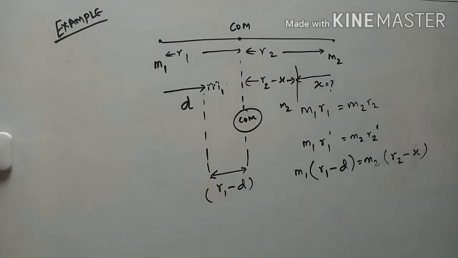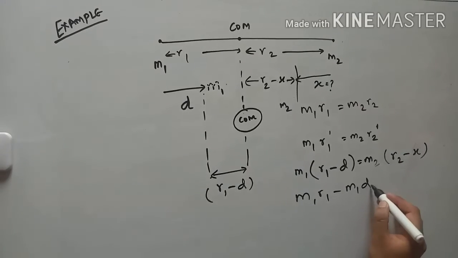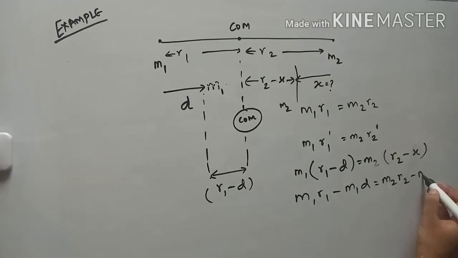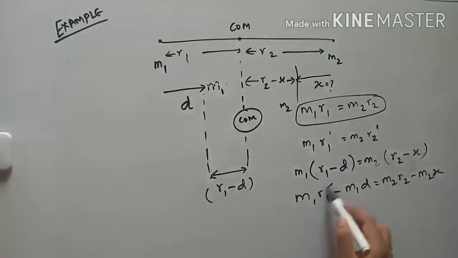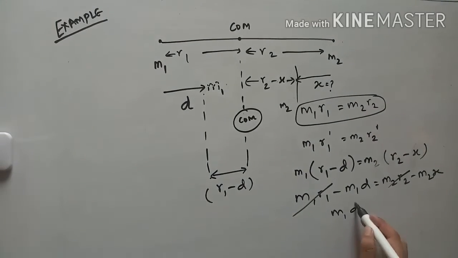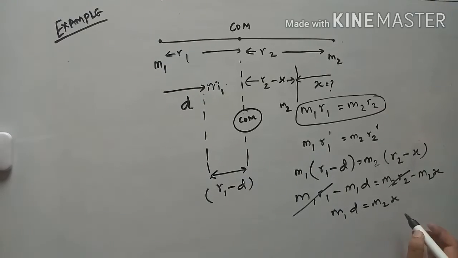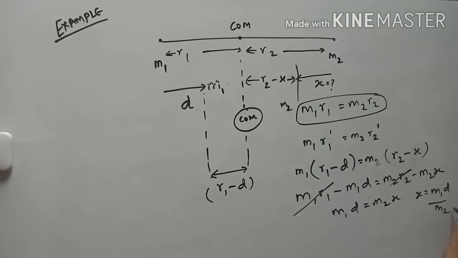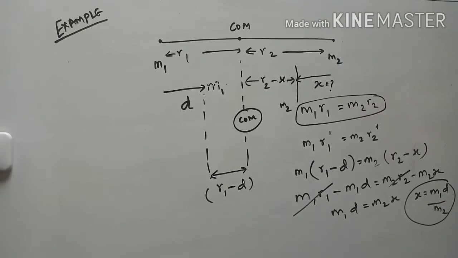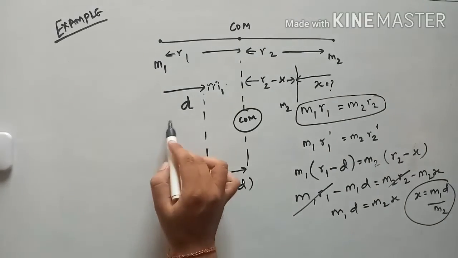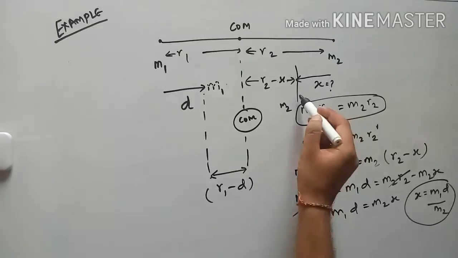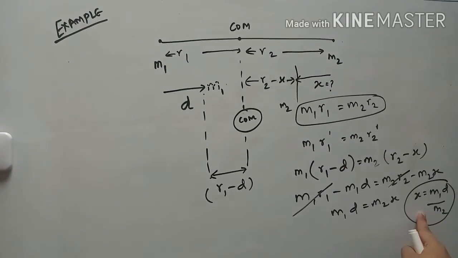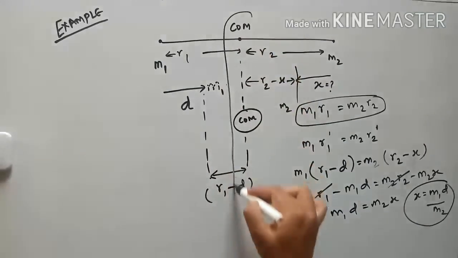All right friends, now let us simplify this. So this is going to be m1 r1 minus m1 d is equal to m2 r2 minus m2 x. We know m1 r1 is equal to m2 r2, so this cancels out and we have m1 d is equal to m2 x, and from here we get x. So that's the answer: m1 d by m2. If we have shifted this mass by a distance d, then we'll have to shift this mass by a distance x, which is equal to m1 d by m2. Then the center of mass remains at its own position.